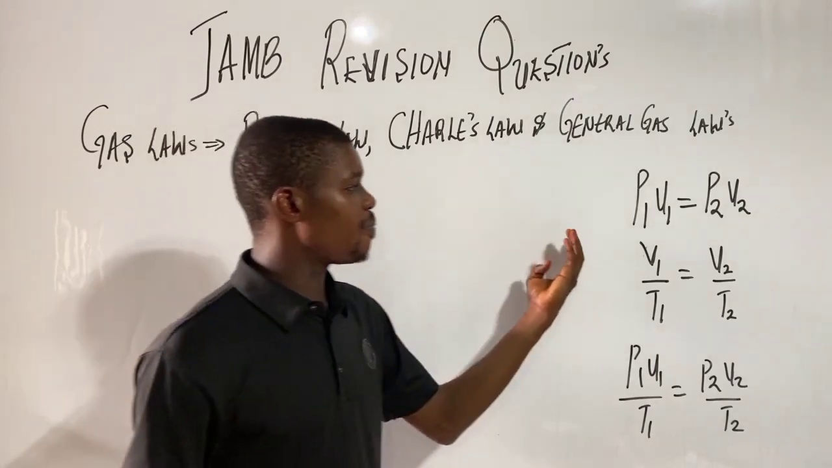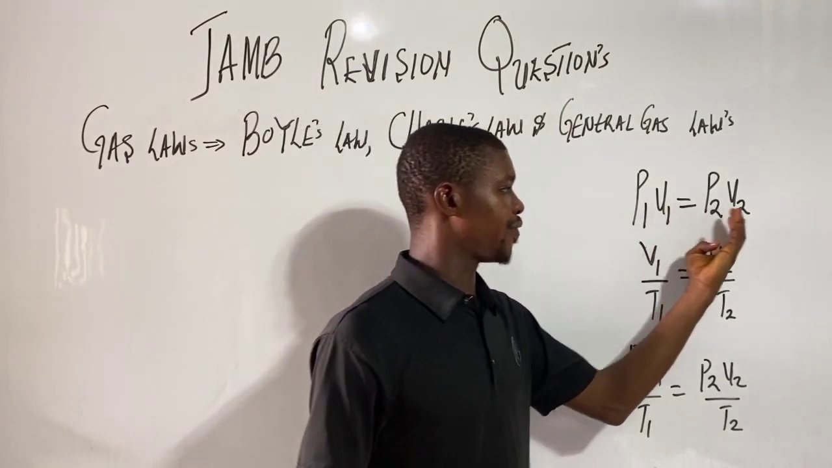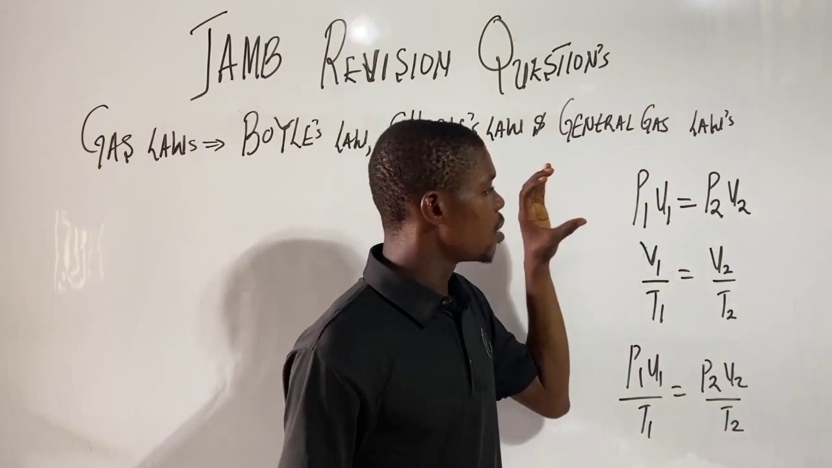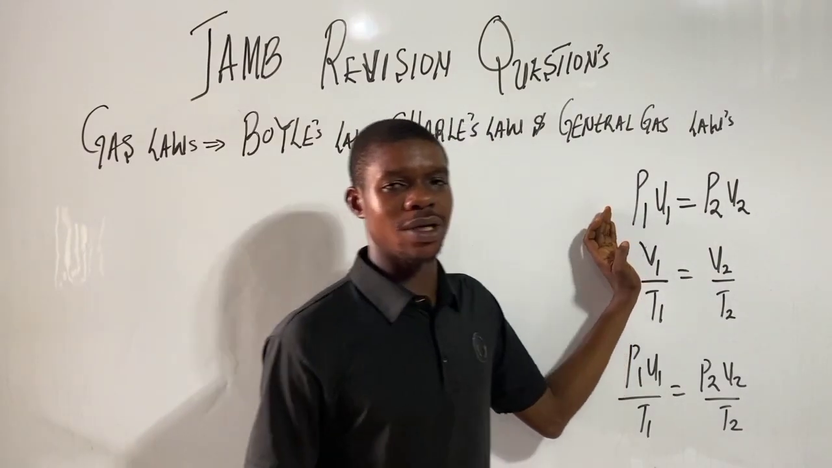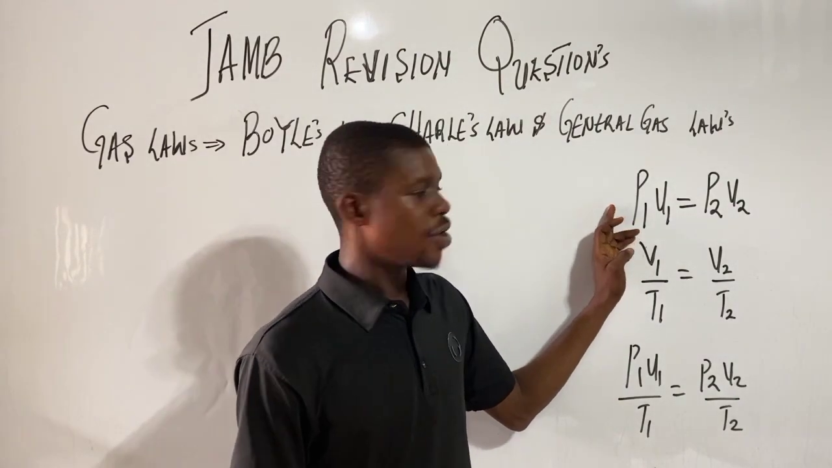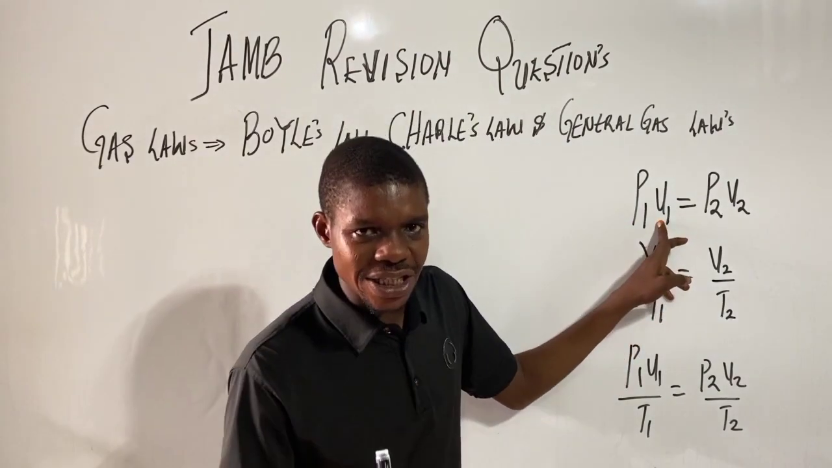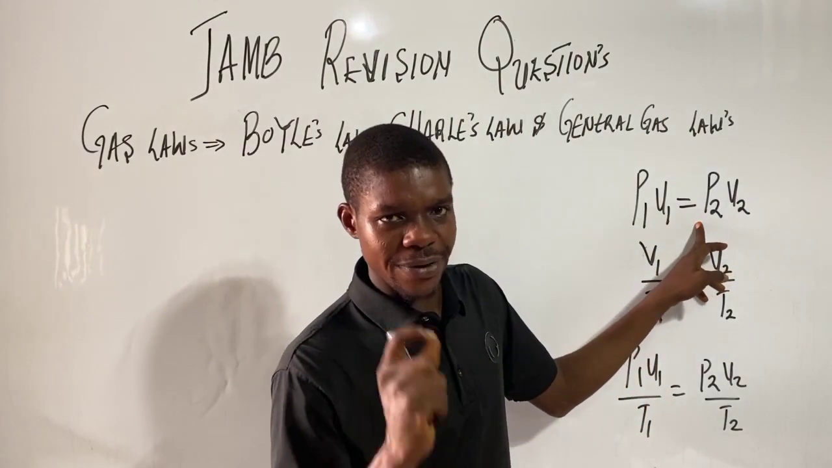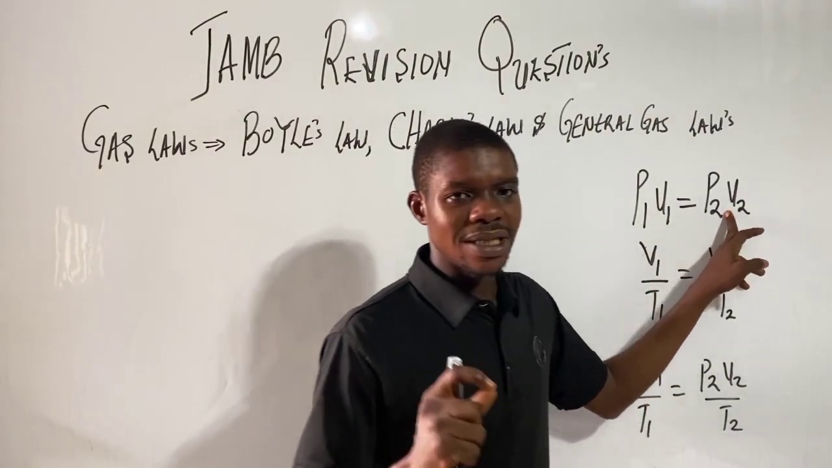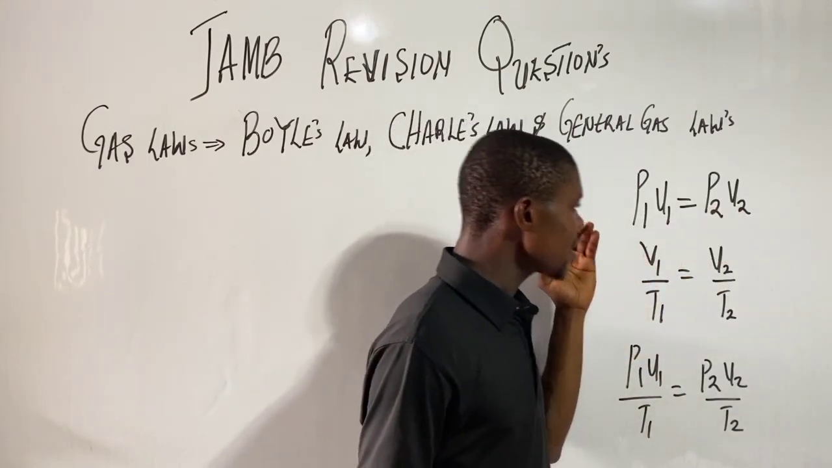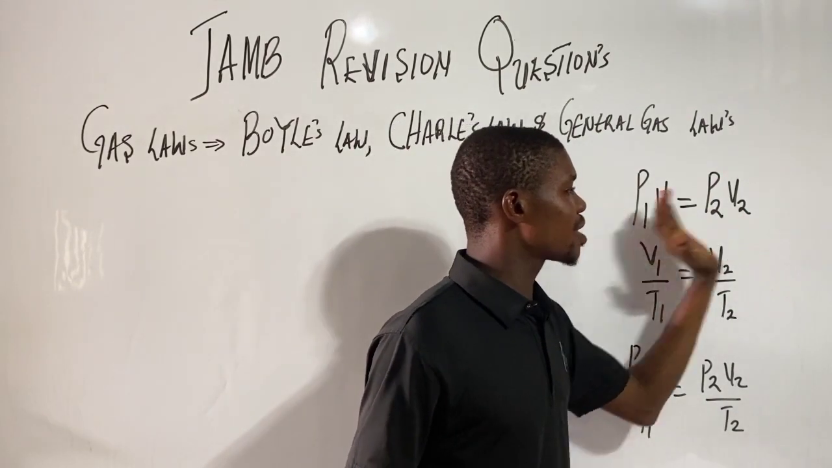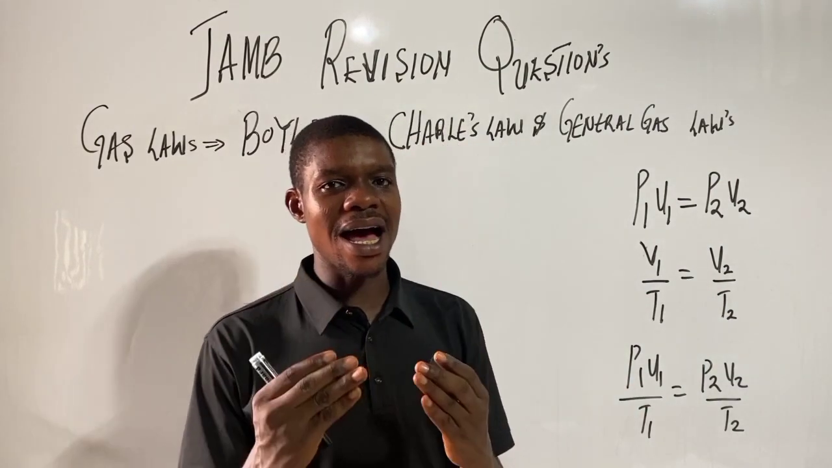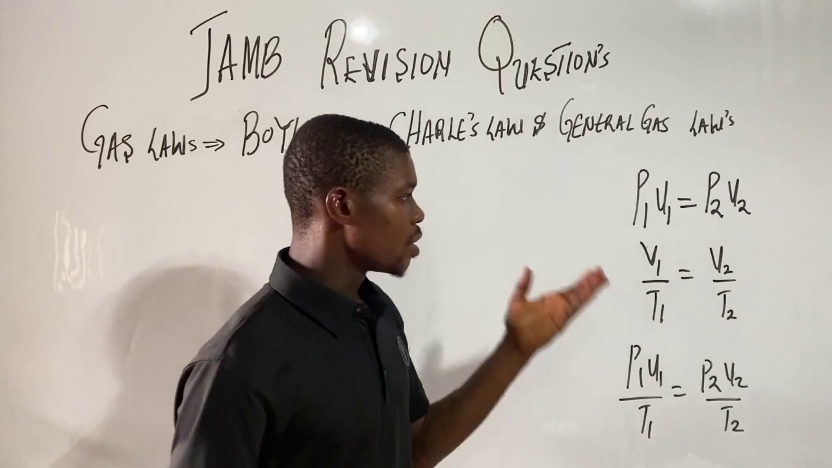So now here we have P1 V1 equals P2 V2, called Boyle's law. They call it Boyle's law equation. P1 means the initial pressure. V1 means the initial volume. P2 means the final pressure. V2 means the final volume. And it must be at constant temperature. As we move on, you should be able to understand how you are going to solve questions regarding this.